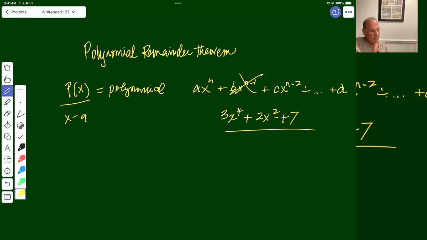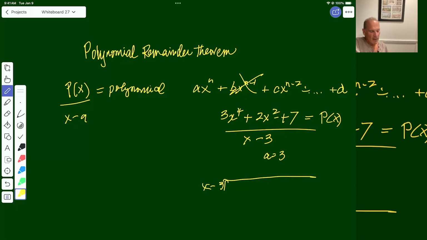Right? You could divide that by, let's say a is 3. And so we're going to divide it by x minus 3. So the a here is 3. This is the polynomial, this is your p of x. And we're going to divide this. So let's do that long division really fast. So we have x minus 3. We'll do a little review of polynomial division. You could use synthetic division if you wanted to do it quickly, right?